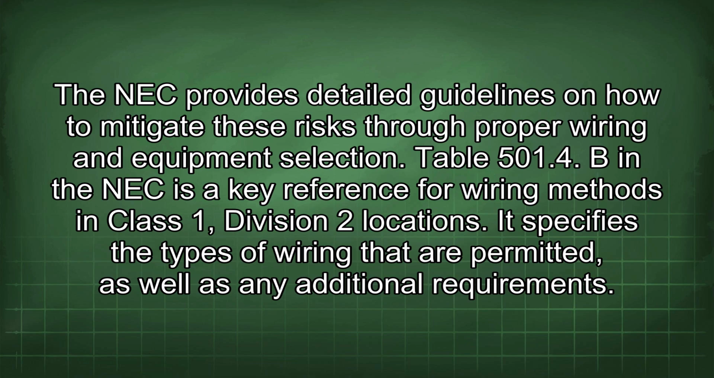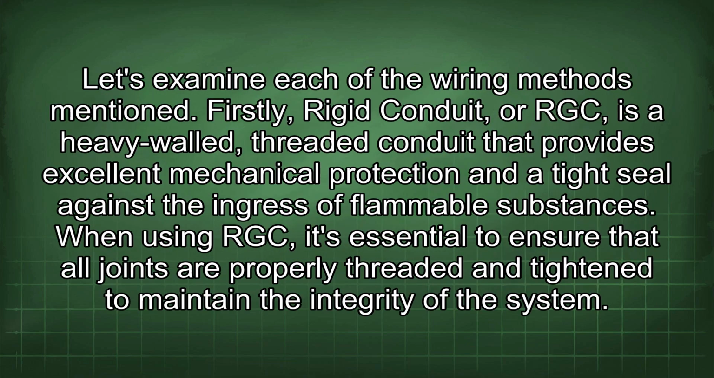Table 501.4 B in the NEC is a key reference for wiring methods in Class 1, Division 2 locations. It specifies the types of wiring that are permitted, as well as any additional requirements. Let's examine each of the wiring methods mentioned. Firstly, rigid conduit, or RGC, is a heavy-walled, threaded conduit that provides excellent mechanical protection and a tight seal against the ingress of flammable substances.